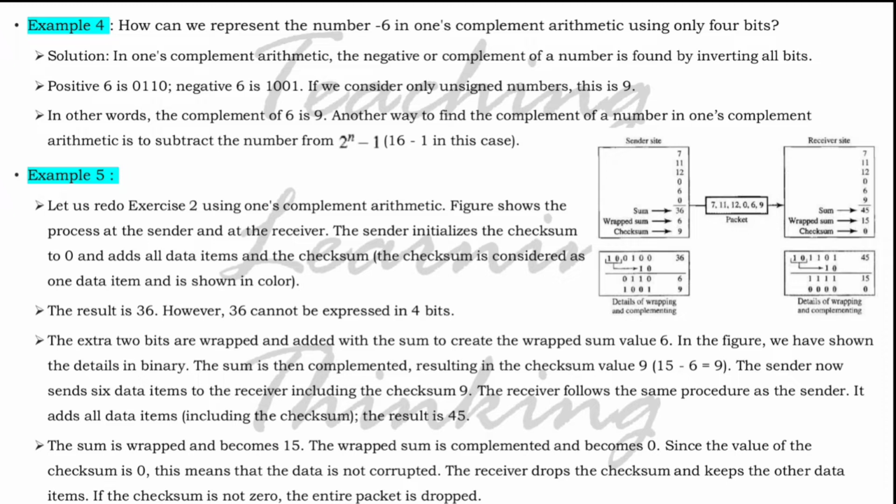The sender now sends 6 data items to the receiver, including the checksum 9, and the receiver follows the same procedure as the sender. It adds all the data items including the checksum, and the result is 45. The sum is wrapped and it becomes 15, and the wrapped sum is complemented and it becomes 0. Since the value of the checksum is 0, it means the data is not corrupted, and the receiver drops the checksum and keeps the other data items. If the checksum is not 0, the entire packet is dropped.